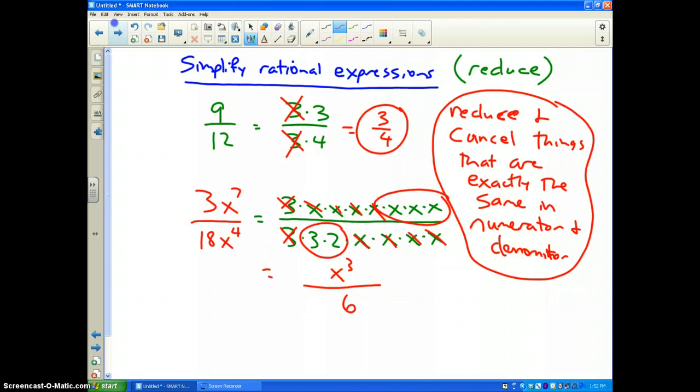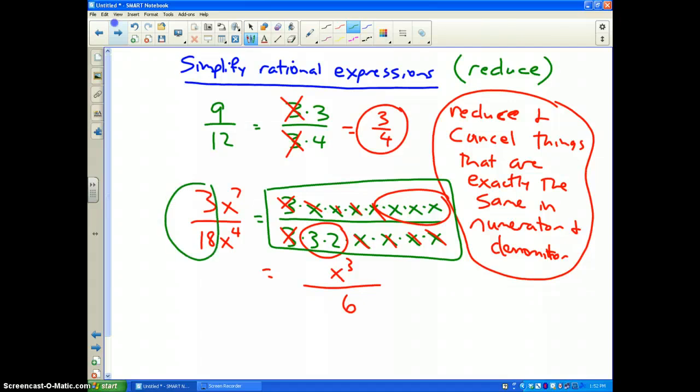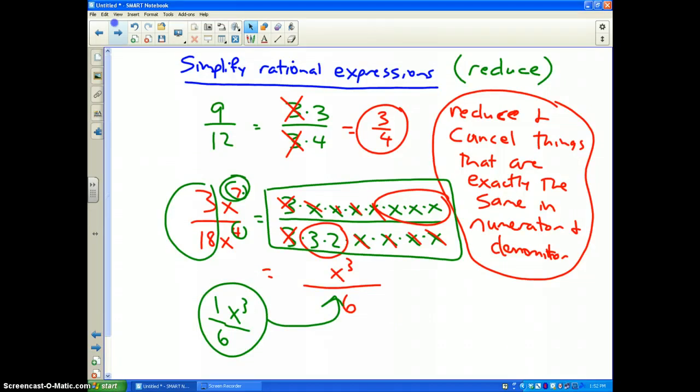Now, if you don't want to do the step in the green box, well, reduce the numbers. 3 18ths is 1 sixth, and then you subtract the powers. X to the 7th minus x to the 4th is x to the 3rd, which is there are more x's on top than there are on the bottom, and I get the same answer. You sure can do it either way. And that's the basics for rational expressions and what the idea is for this unit.